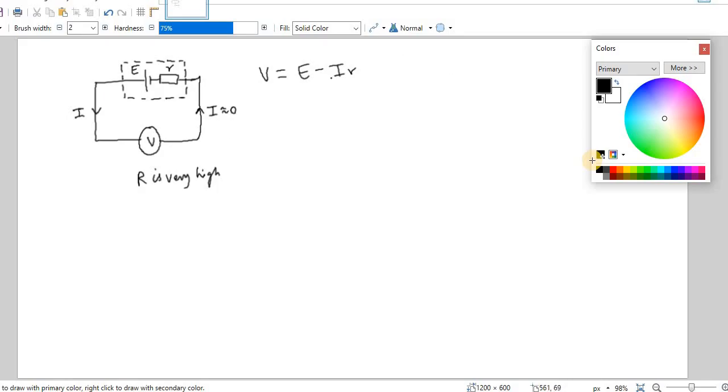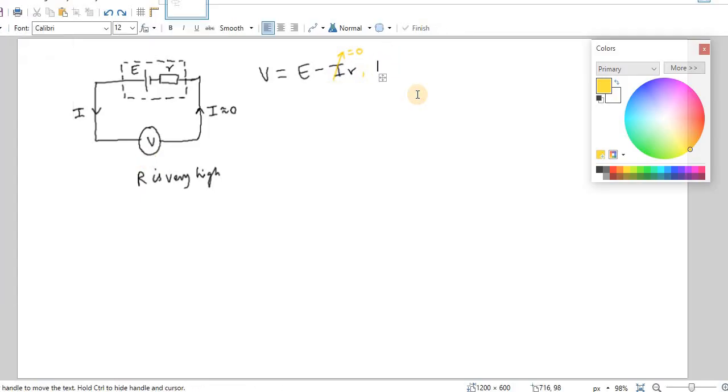So if I is 0, what happens? This I is equal to 0. That means this whole term is equal to 0. So we can say since I is 0, so let's write that down.